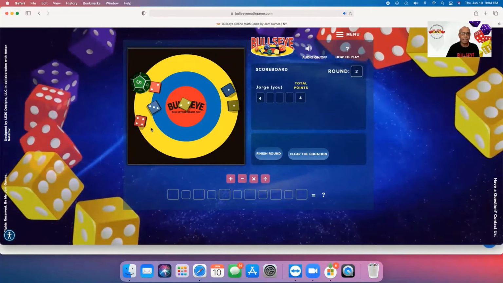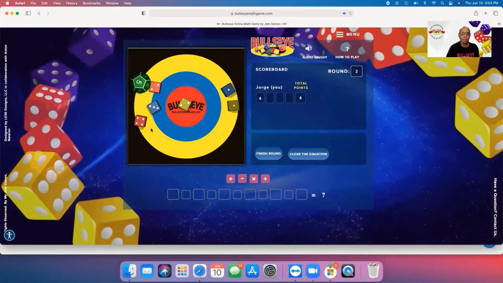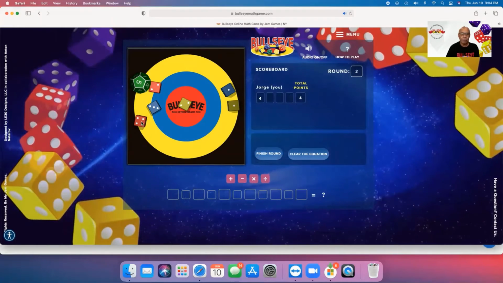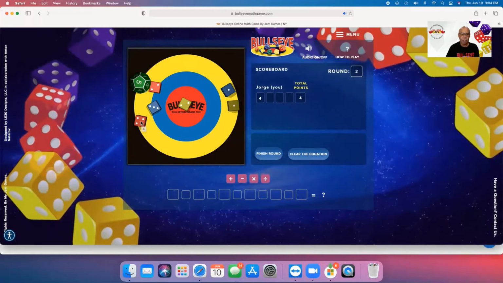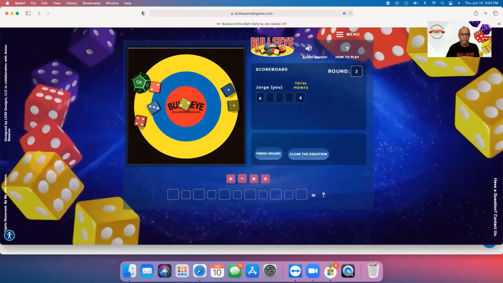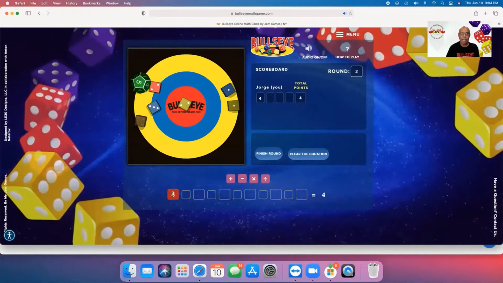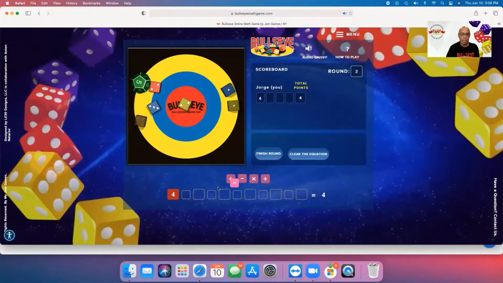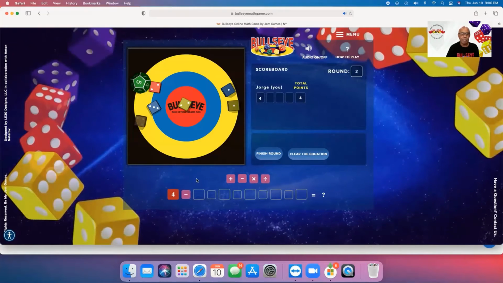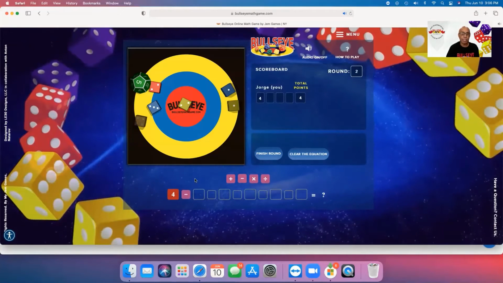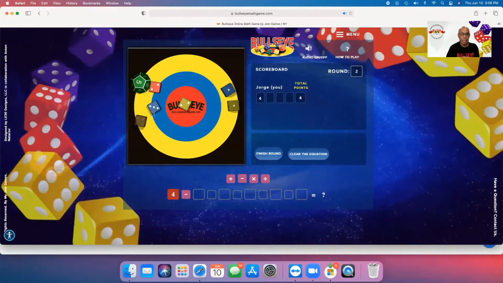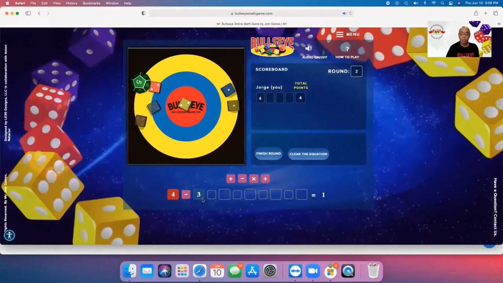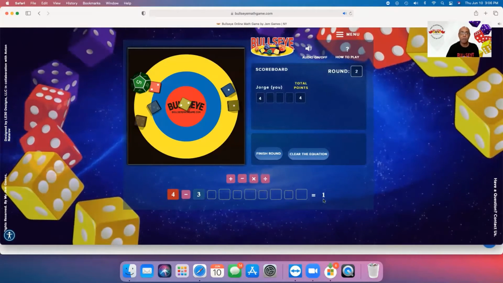Okay, so let me see. So what I would think I want to do is click, drag, and drop my 4 there. Click, drag, and drop my subtraction symbol and place it in the second box. And then click, drag, and drop my 3. So now I have 4 minus 3 gives me the difference of 1.